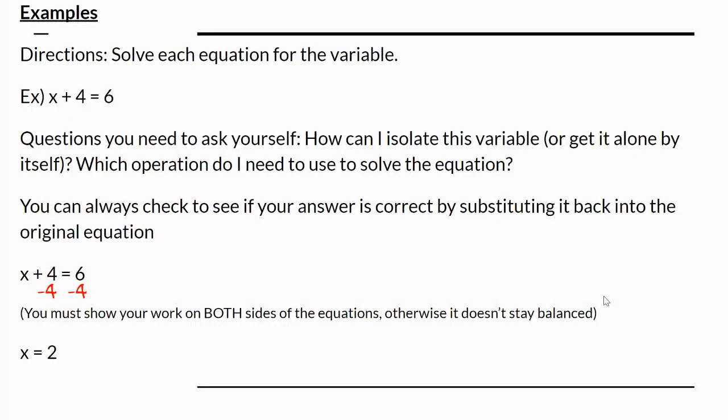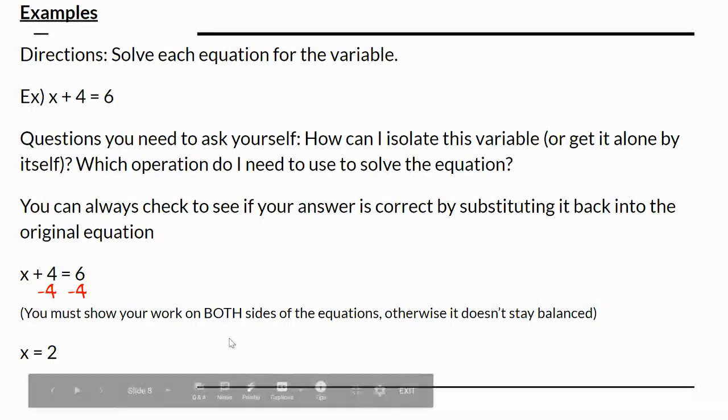Okay, so in our example, x plus 4 equals 6. My variable is x. I need to get that by itself. The plus 4 is in the way of that happening. The opposite or the inverse of that is subtraction. So I'm going to subtract 4 from both sides to keep it balanced. 4 minus 4 is 0. 6 minus 4 is 2. So that's how we get x equals 2. If you want to check, you can always substitute your answer back into the original equation. 2 plus 4 is 6, so you are correct.